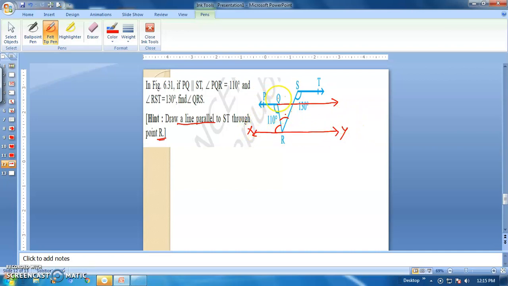Okay. So PQR, so given, angle PQR equal to 110 degrees. And what about angle XRQ? So this XRQ is nothing but the supplementary of PQR, that is 180 minus 110, so equal to 70. Okay. So this XRQ equal to 70. So this angle 70. And so this angle is 130 degrees.